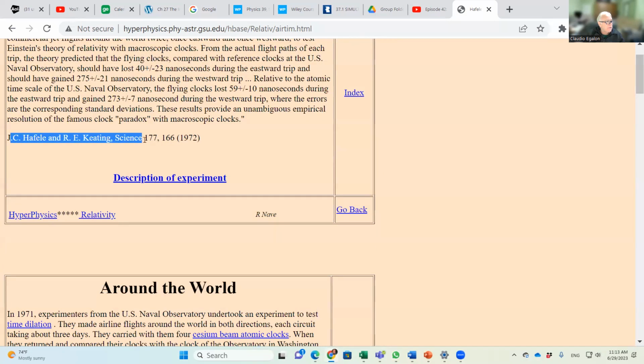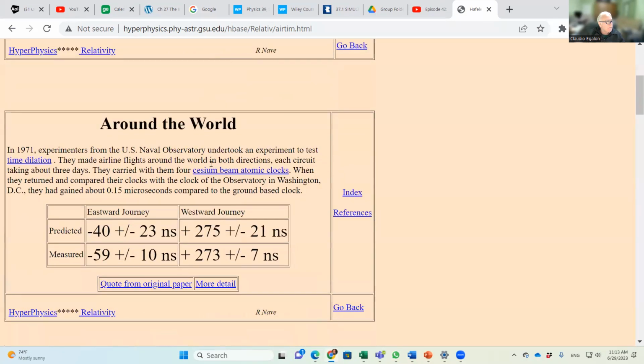And that's the reference. Okay. And what was the prediction? That was the prediction. That was the measured value for the eastward journey. Okay, the westward journey. That was the prediction from the theory of relativity. That was the measured value. It is very well within the error, right here.